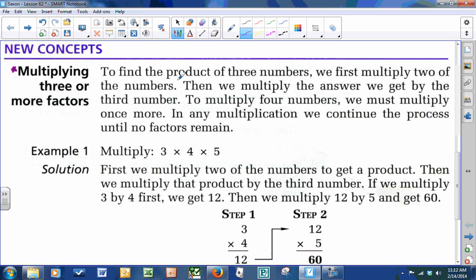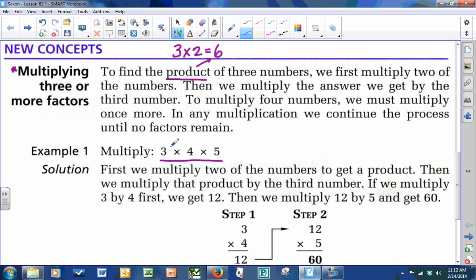To begin with, remember a product is simply the math term for the answer to a multiplication problem. So 3 times 2 would have a product of 6. 6 is the product. It's simply the answer to the multiplication equation. And we have been, for some time, solving problems like this, where you have a factor and another factor, two factors. When we have three or more factors, you just take two at a time.